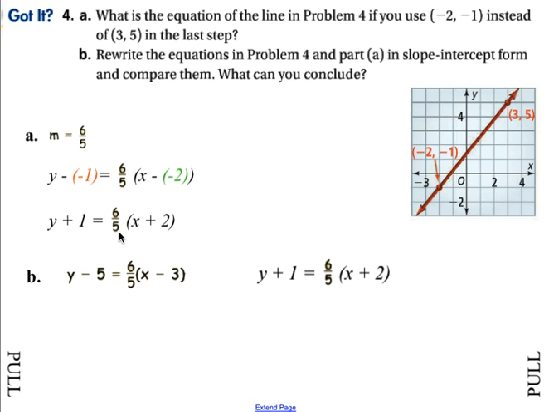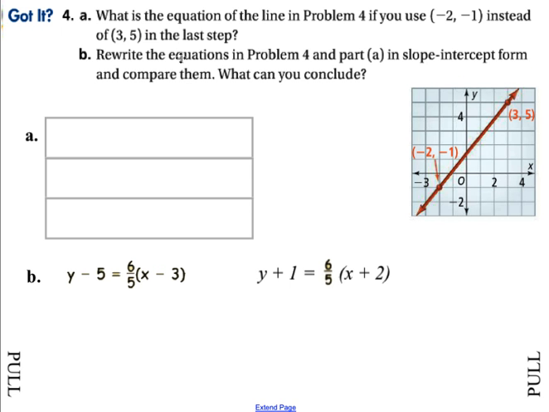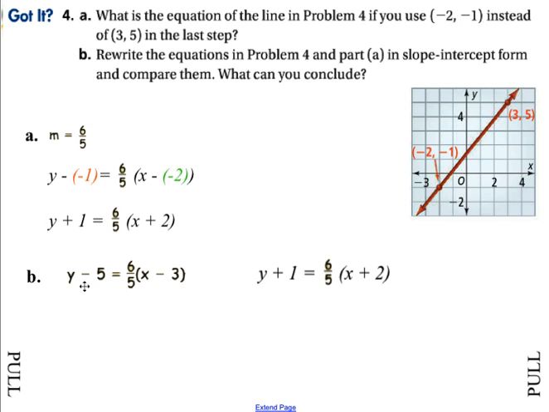And this is our equation, which looks a little bit different from the last one. If you look back on the last slide, that's not the same equation. But when we do the second part here, where it says rewrite the equation in problem 4, I have the exact same equations written. This one was using the second point, and this is from the last slide. So there are our two equations, and it says go ahead and write those in slope-intercept form.